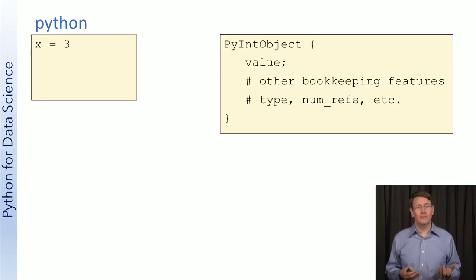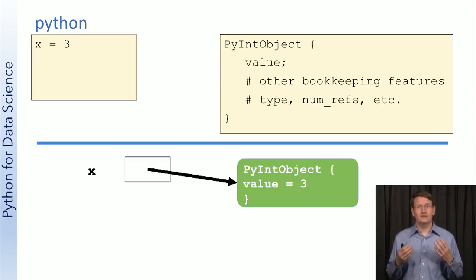types too. In fact, the line x equals 3 on the left is going to cause a PyInt object to be created. The PyInt object is going to hold the value of the object, in this case 3, along with other details for Python to work with under the hood. These features include the type of the object, the number of references to the object, and a bunch others. So let's see how x equals 3 might work, and we can do this by drawing the memory diagram.